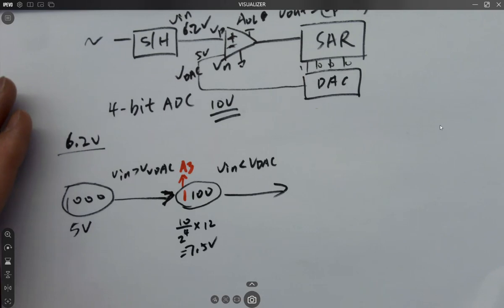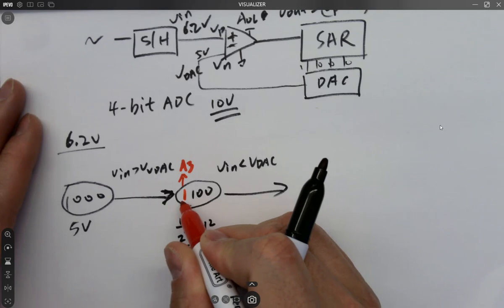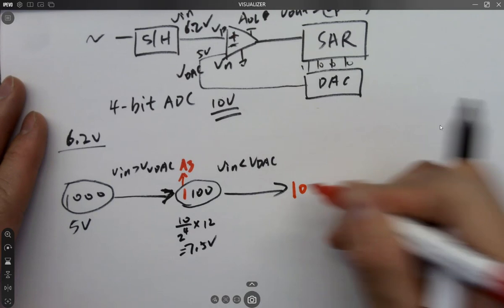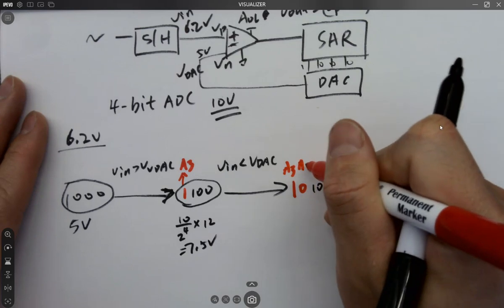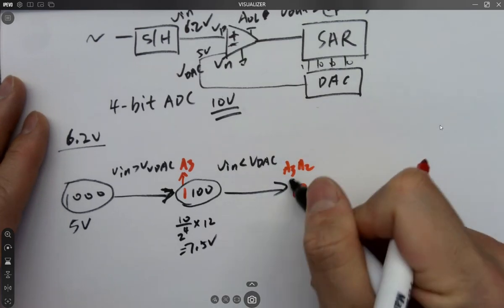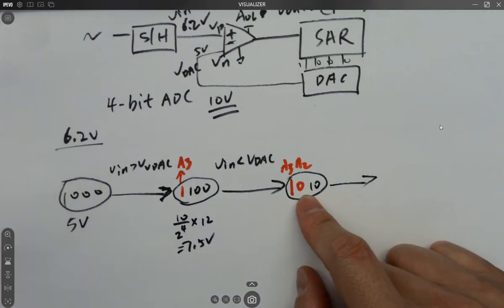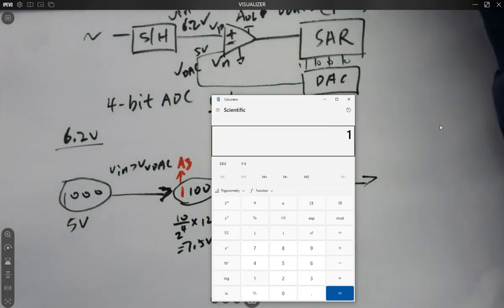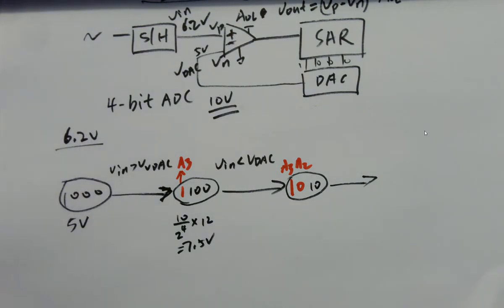And then you need to plug in a 0. Plug in 0 there. And this one will be kept in its location, unchanged. So it's going to be 1, 0. This is A3, this is A2. So this is 10 over 2 to the 4th times 10, so that's going to be 6.25 volts.